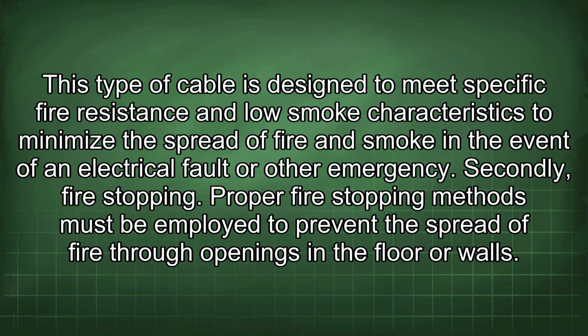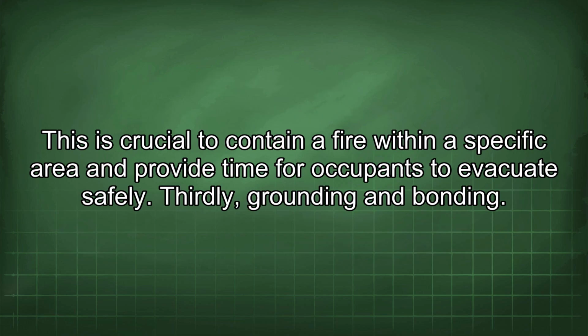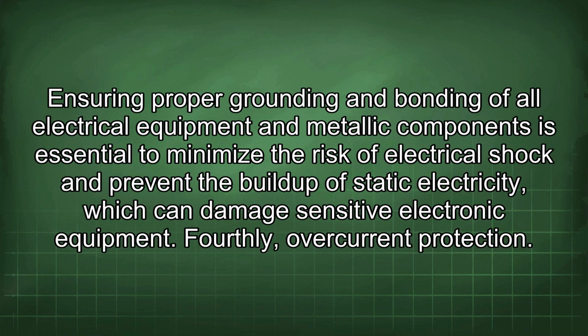Secondly, fire stopping. Proper fire stopping methods must be employed to prevent the spread of fire through openings in the floor or walls. This is crucial to contain a fire within a specific area and provide time for occupants to evacuate safely. Thirdly, grounding and bonding. Ensuring proper grounding and bonding of all electrical equipment and metallic components is essential to minimize the risk of electrical shock and prevent the buildup of static electricity, which can damage sensitive electronic equipment.